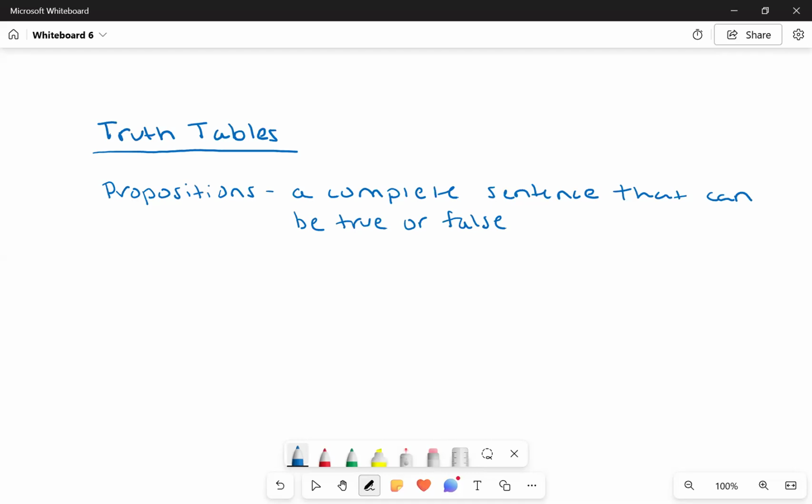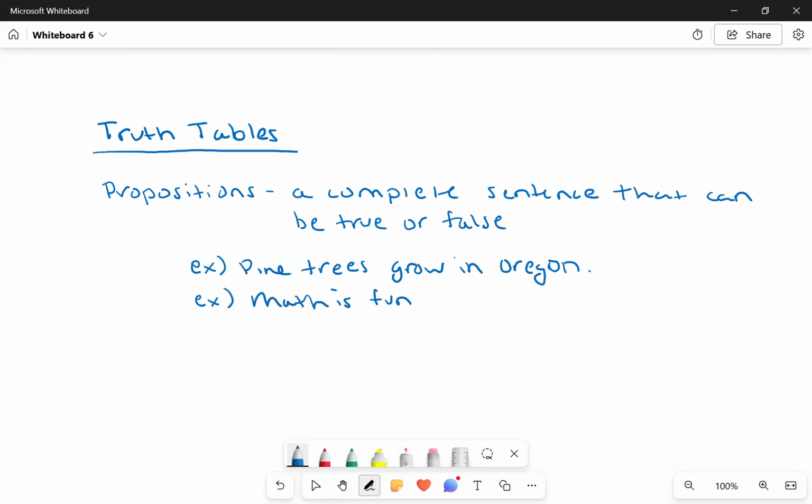Let me give a couple examples of propositions. Pine trees grow in Oregon. That is a sentence that can be true or false according to the way it is written. Another example would be math is fun. That would be a proposition as well. It is an opinion, so it could be true or false based on who might be saying it, but it's a complete sentence and it has a true or false element to it.